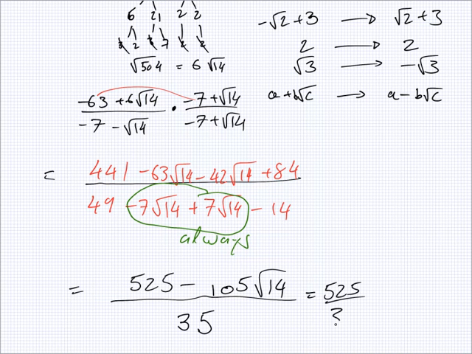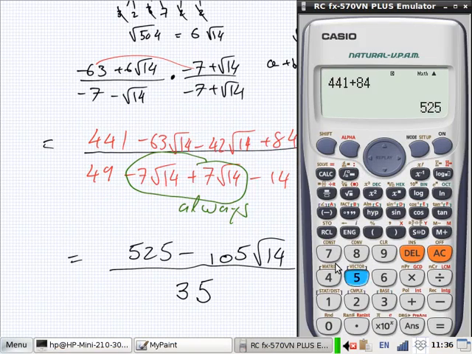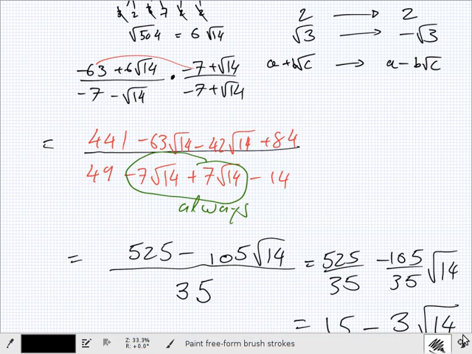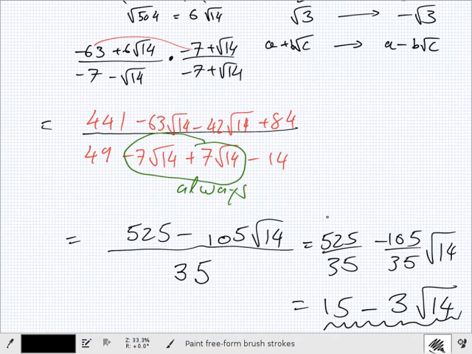Or, as it's usually written, 525 over 35 minus 105 over 35 root 14, which I think can be simplified. Yeah, so it's the 5, 15, and 3. There's the answer. Is that hard? We'll definitely do another example, but I'll give you one to try first.